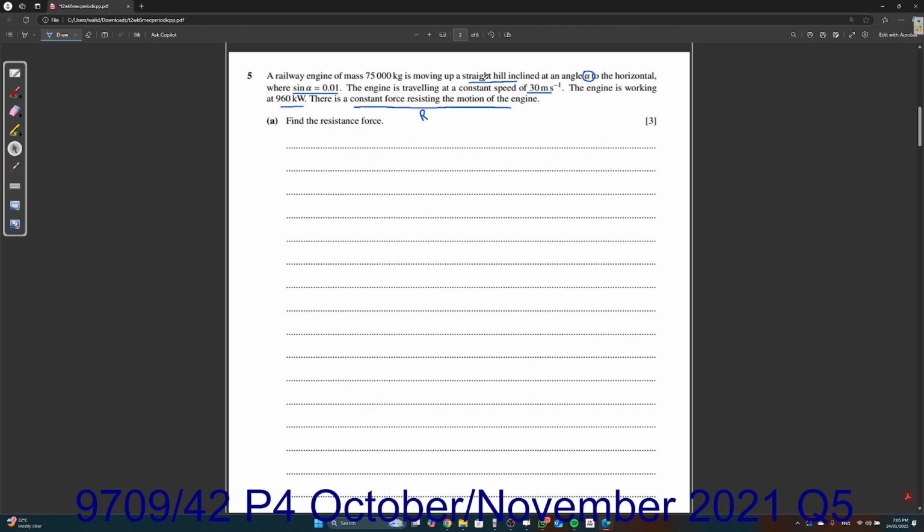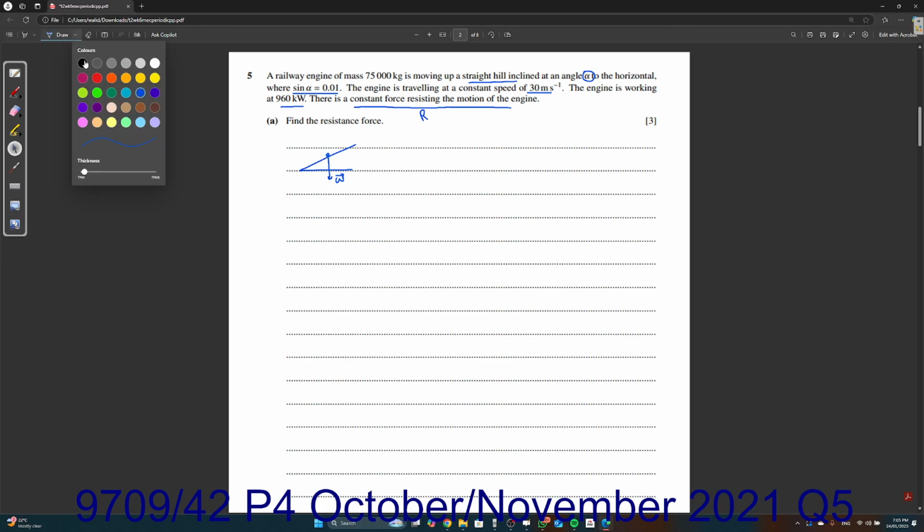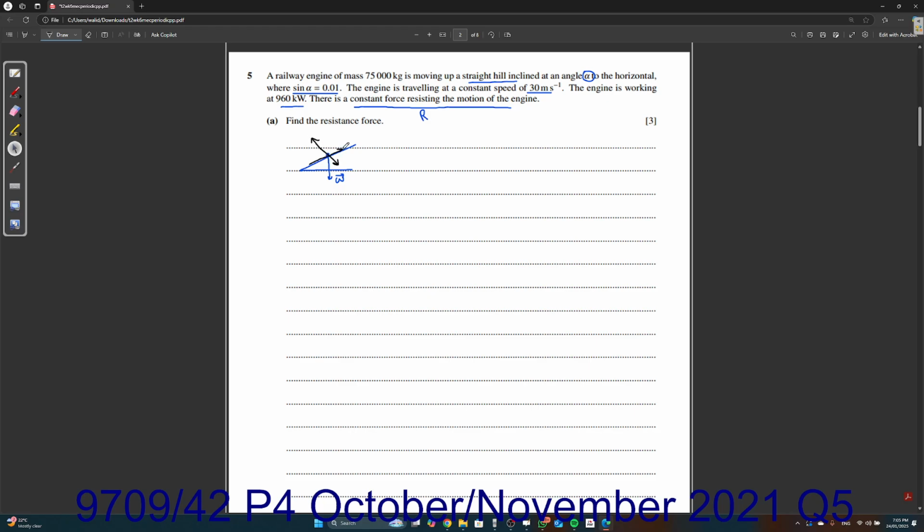What do we do anytime you have a straight hill? Draw your inclined plane and your FBD. When you're working with forces, always draw your inclined plane and your FBD. This would be the weight of the train or engine. This would be the y-axis over here. And this would be the x-axis, right? And over here we have the angle alpha.